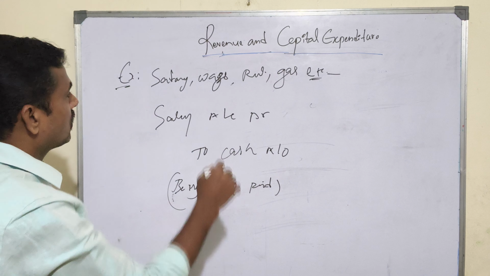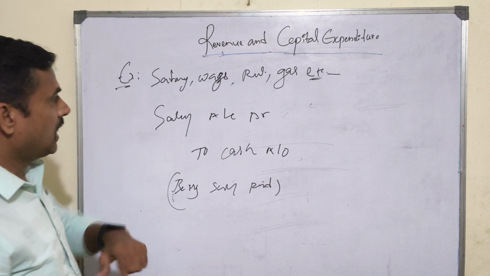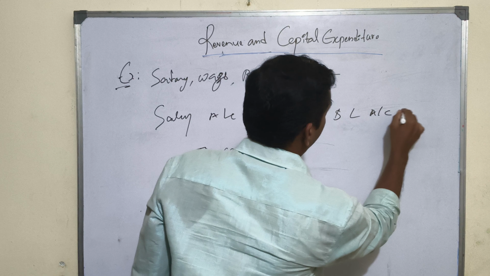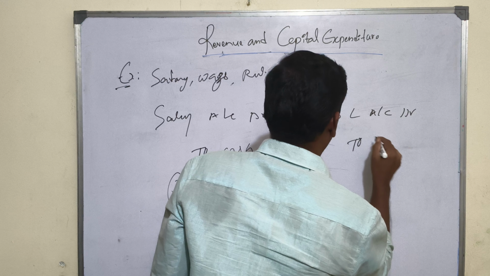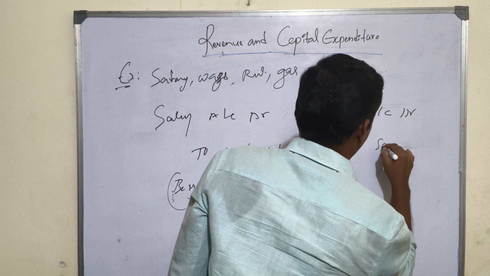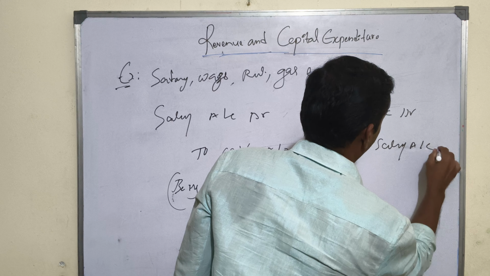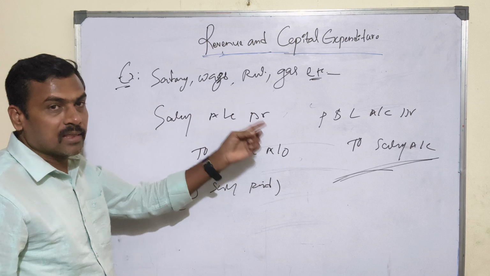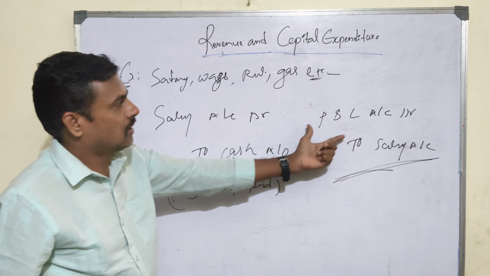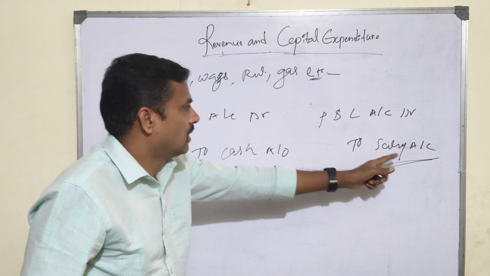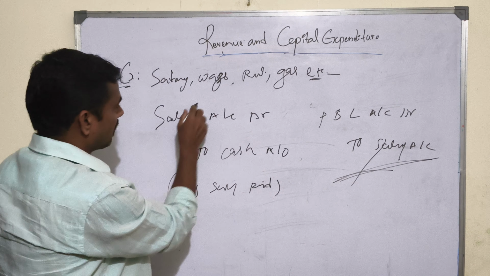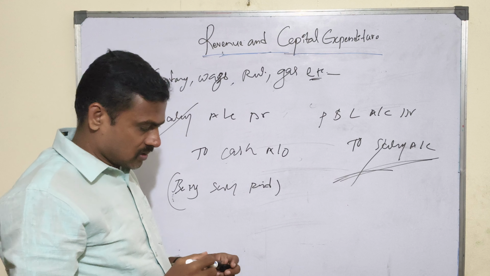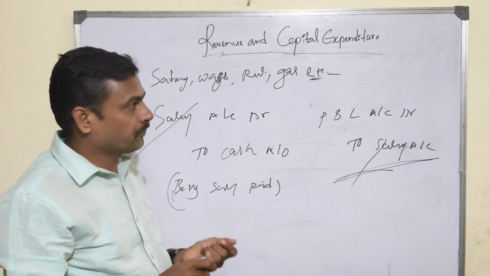When we transfer to P&L, what is the entry? P&L account debit to salary account credit. The first entry is salary account debit to cash account, and then we transfer to the P&L account. P&L debit, salary credit. The salary account closes, and only cash and P&L remain in the books of account. This is the accounting treatment.